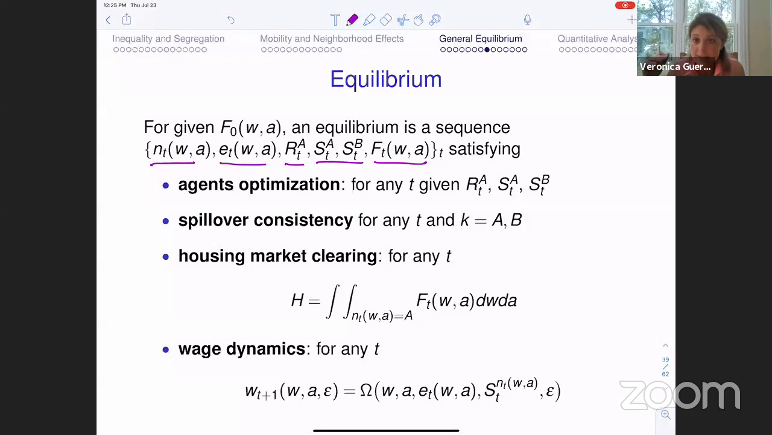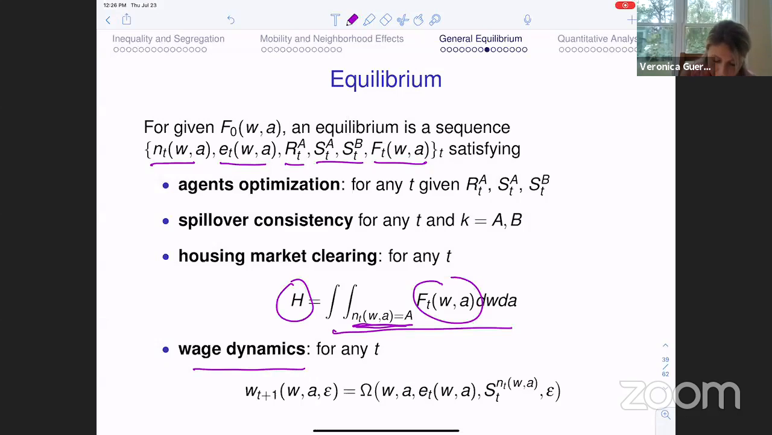In B, there is fully elastic supply, so it doesn't matter. But for A, we want to make sure that the fixed supply of houses is equal to the demand, so to the distribution of people who decide to live in A, whose neighborhood choice is A. Okay, and of course, this is going to affect the price, or the rental rate, in that neighborhood. And then such that the wage dynamics are consistent with the optimal choice of the parents, so with the N and the E, the educational choice.